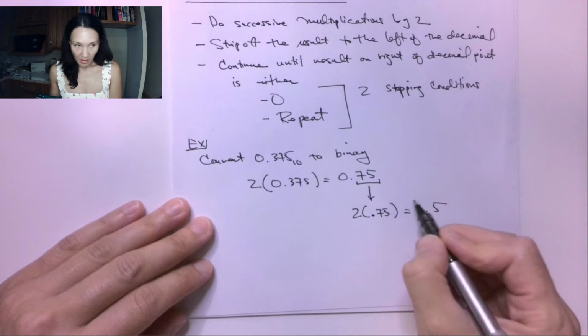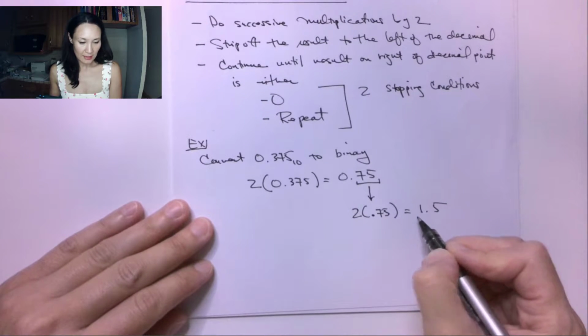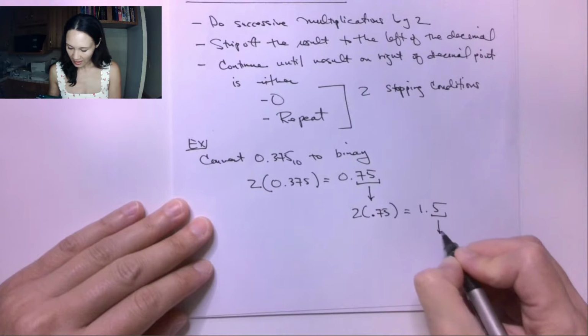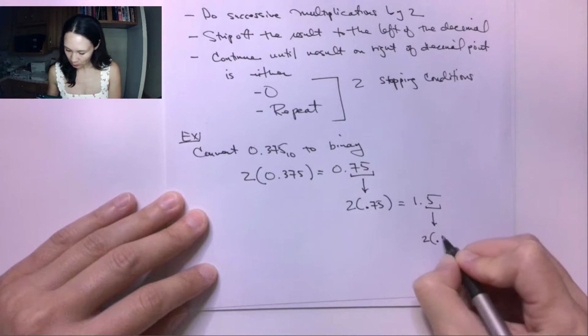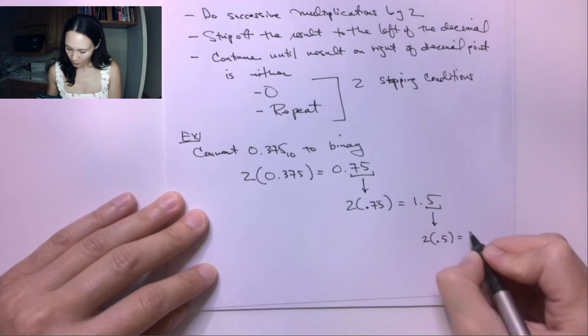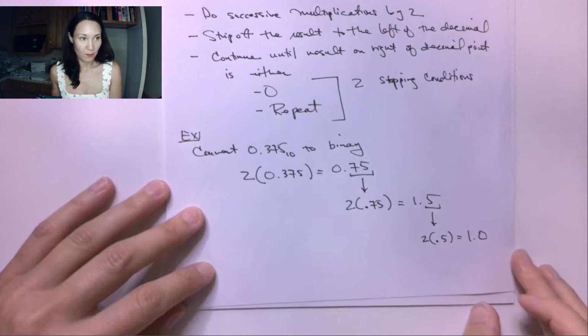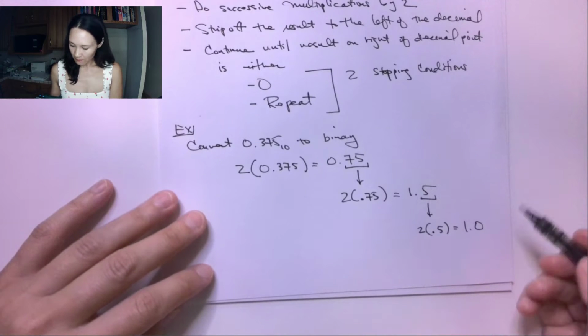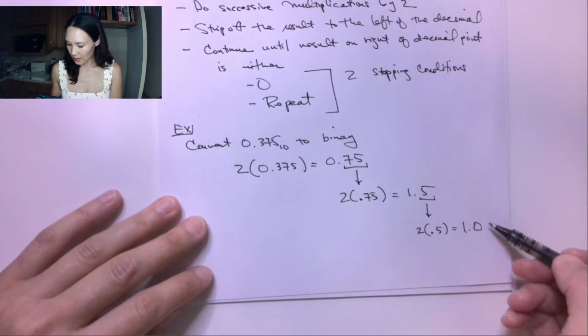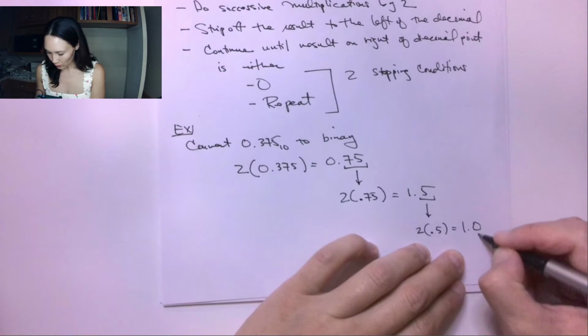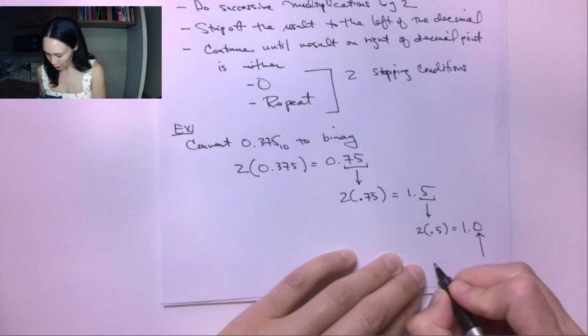Now we're going to strip off this result to the left of the decimal. We're going to take this 0.5 and multiply it by 2. So 2 times 0.5 gives us 1.0. Now the result to the right of our decimal point is 0. So that means we met the first stopping condition.